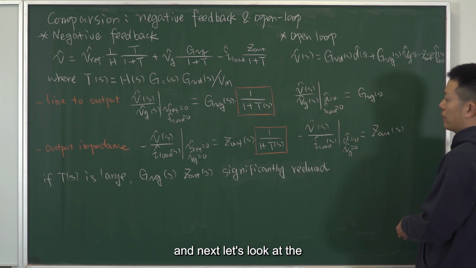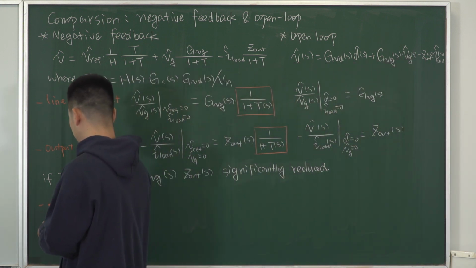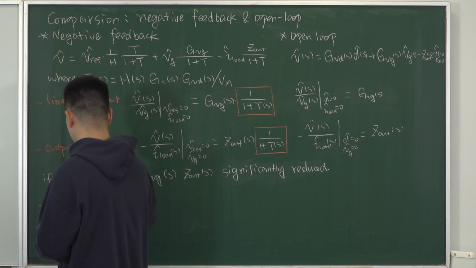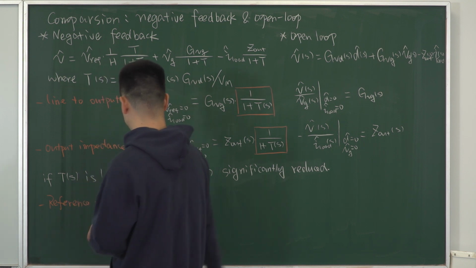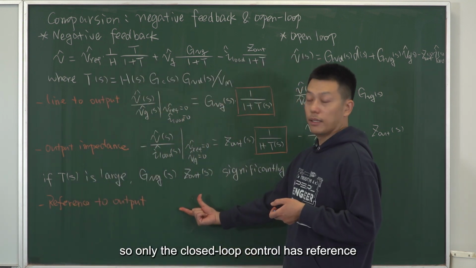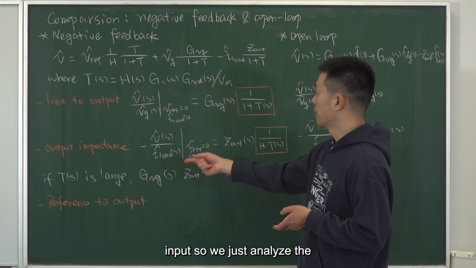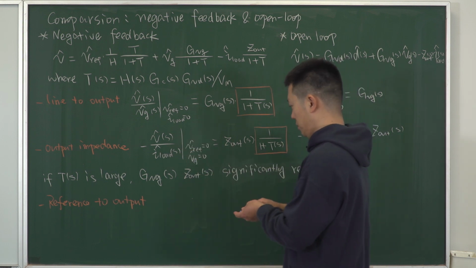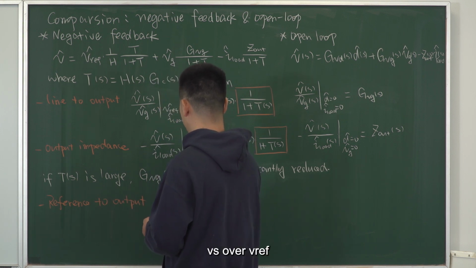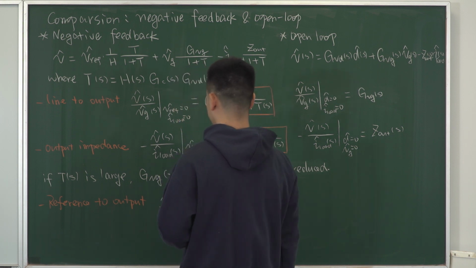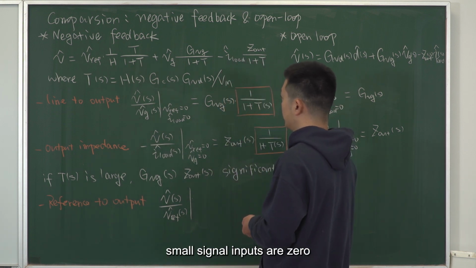And next, let's look at the reference to output part. So only the closed loop control has a reference input. So we just analyze the negative feedback condition. This corresponds to v small signal over Vref small signal, given the condition that the other small signal inputs are 0.